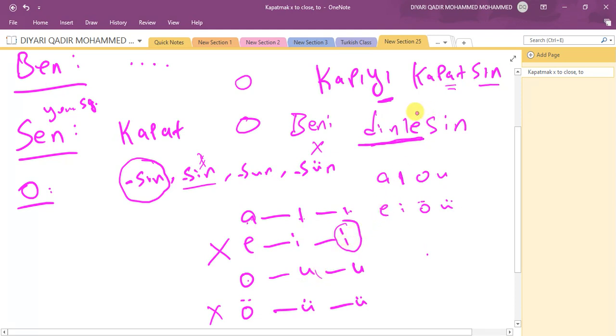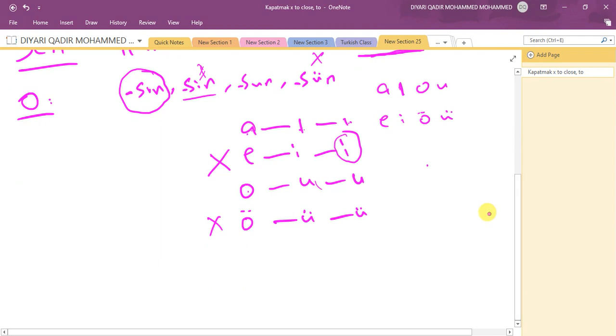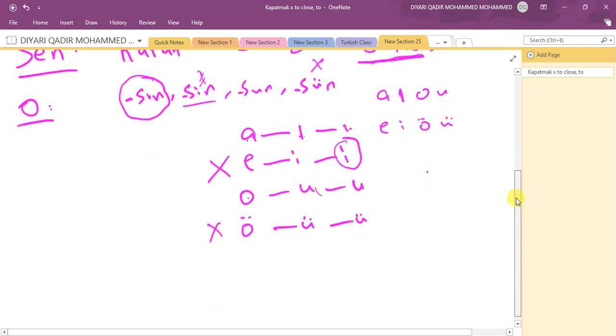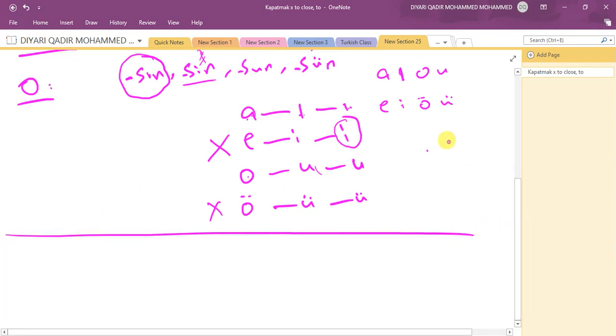Okay. O beni dinlesin. So this is the format. And I gave two examples here. One of them was kapat, the other was dinle. Okay.